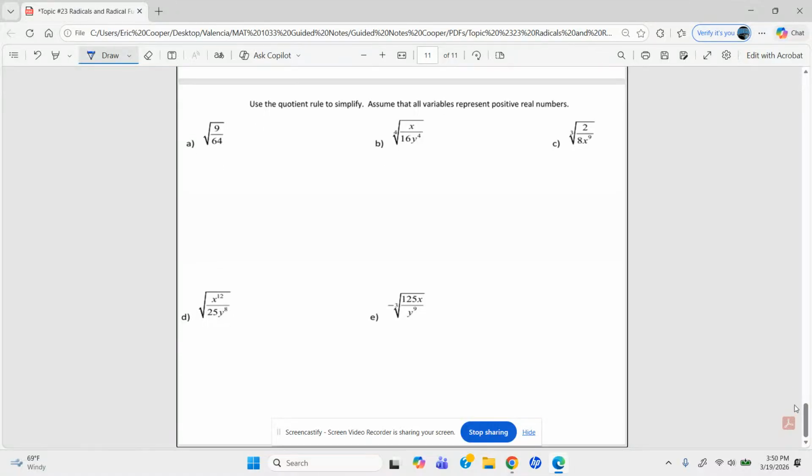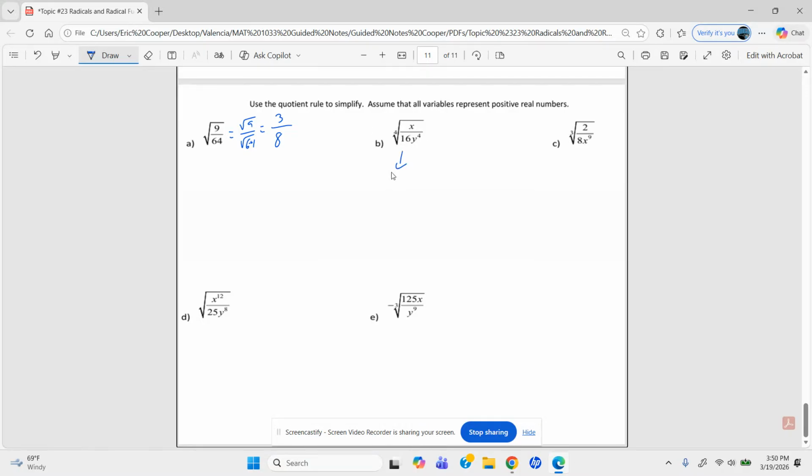If I need to simplify with division, we just make sure that the radical goes to both the top and the bottom as we've seen before. So this would be square root of 9 over square root of 64. This we can simplify. Square root of 9 is 3. Square root of 64 is 8.